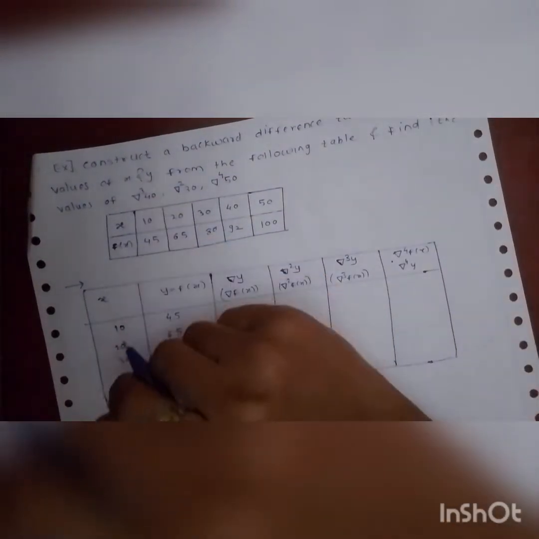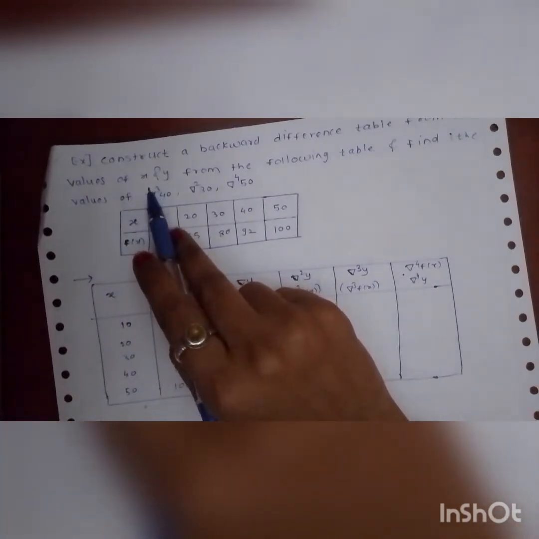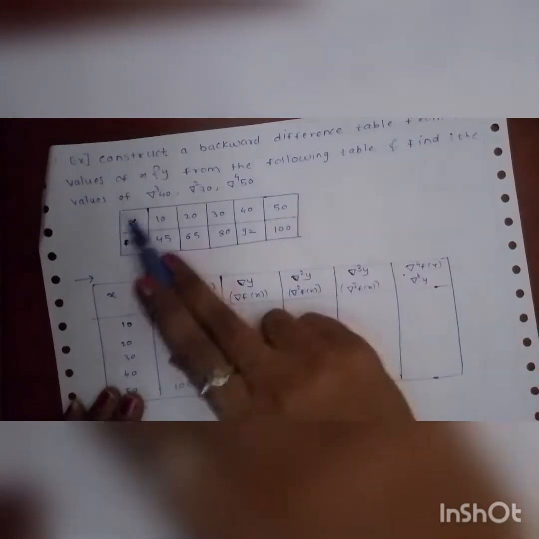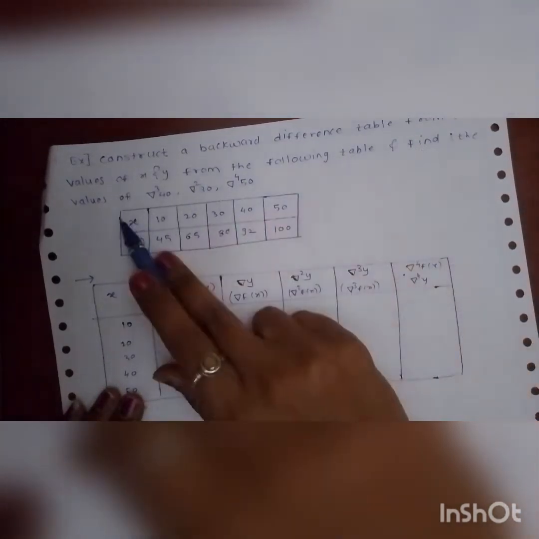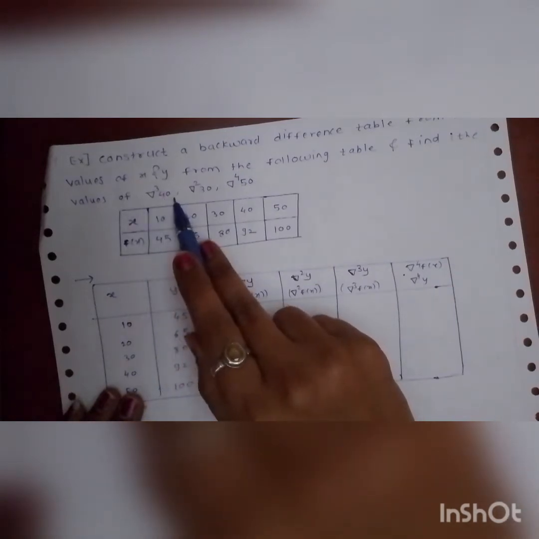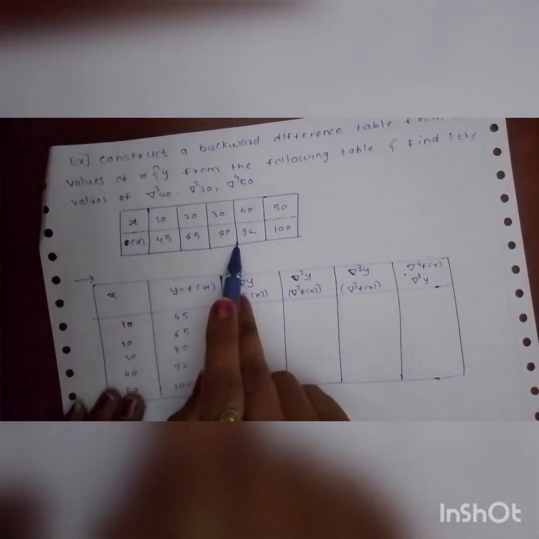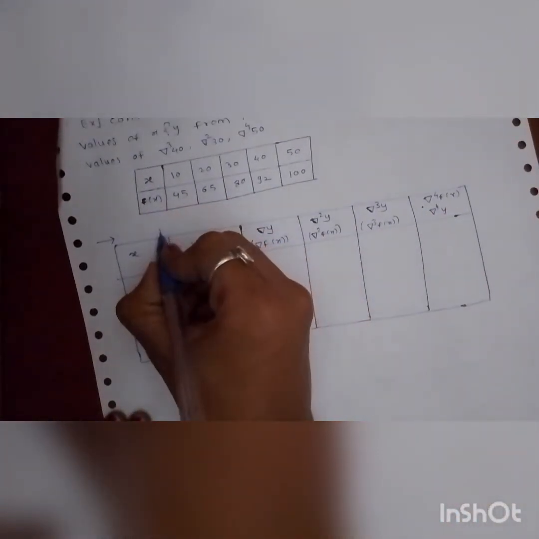Hello students, in the last lecture we have studied the backward difference table. Example of backward difference table: construct a backward difference table from the values of x and y from the following table and find the values of delta cube 40, delta square 30, delta raised to 4 50. Here we have the values of x and f of x. Now we construct the backward difference table.